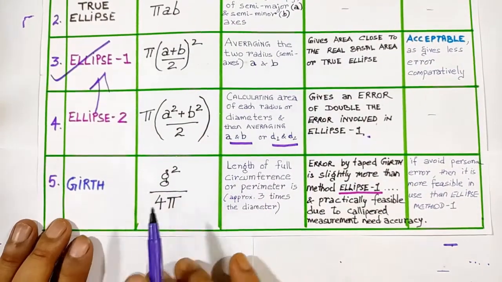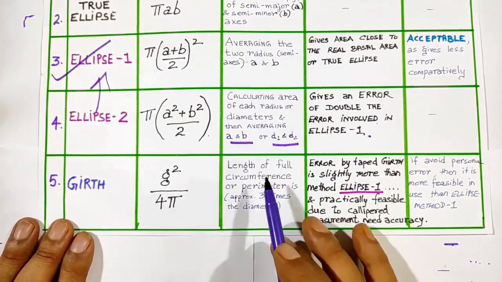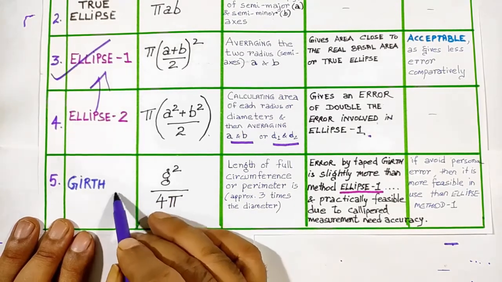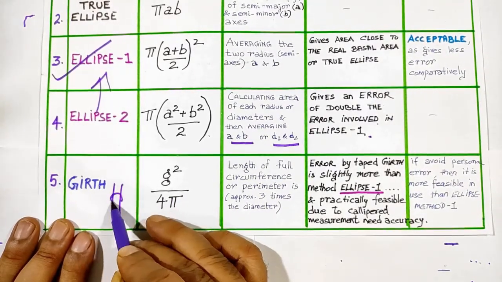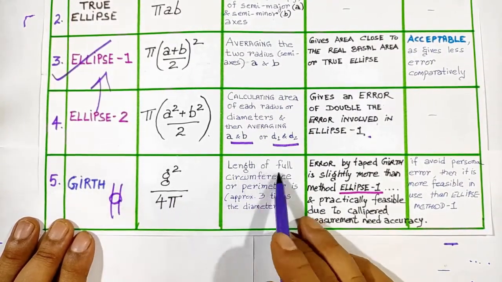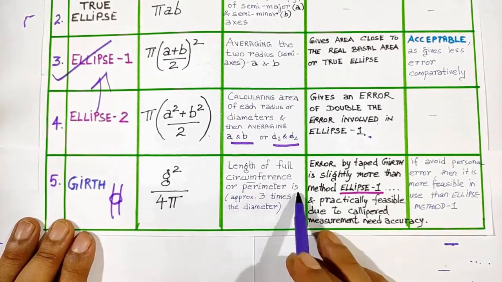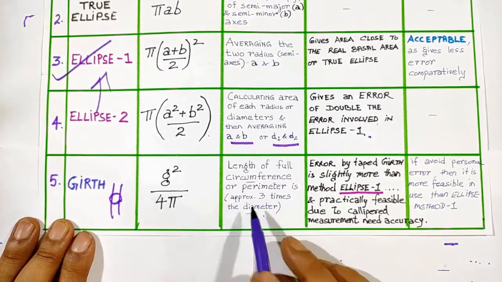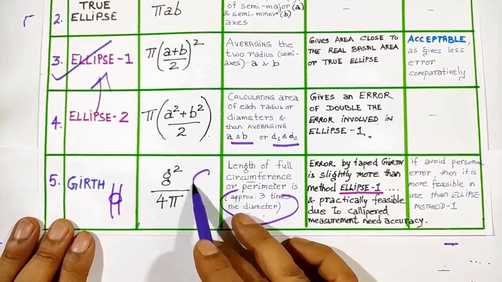Girth. When we come to girth, it is G square divided by 4 pi. So what is girth? This is a tree. We take the entire girth from here, the entire circumference. The length of the full circumference or perimeter is approximately 3 times the diameter. So we take the entire girth here.